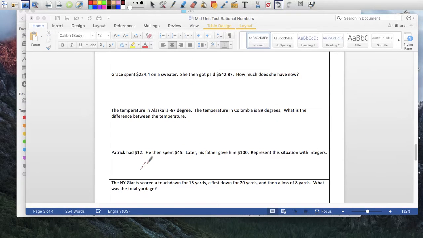Patrick had $12 positive. That's what he had. He spent, it's minus 45, and then his father gave him 100, so that's plus 100. That's it. Represent the situation with integers. So here's your little story, and this is how the integers represent that story.